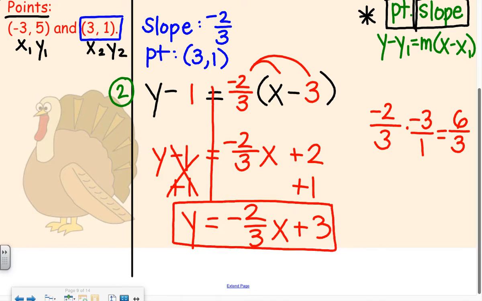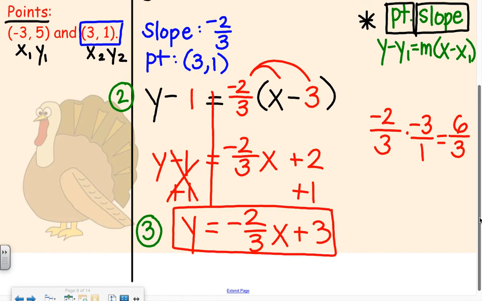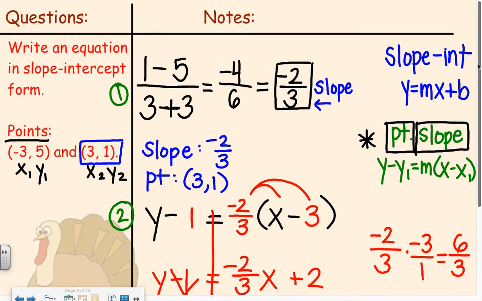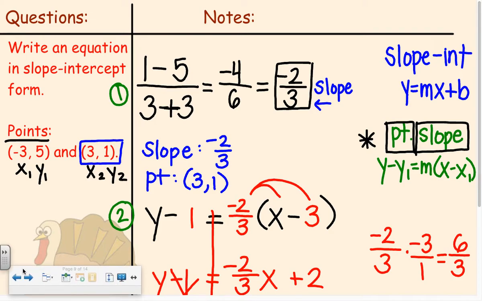So there was step 3. So once again, I found my slope, I wrote it in point slope form, and I got it into slope intercept form. So a lot of work for one problem, but that is how you get the equation into slope intercept form.